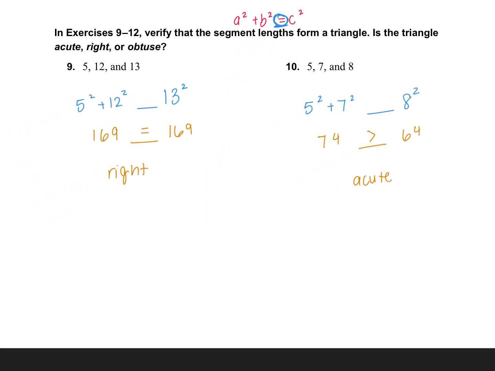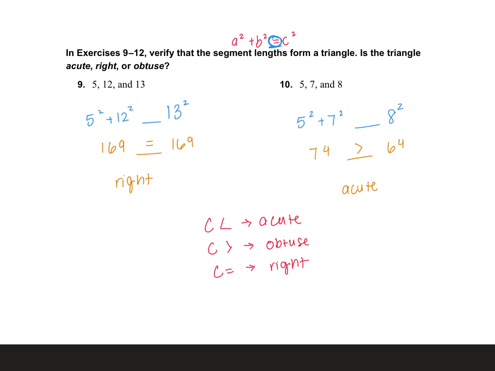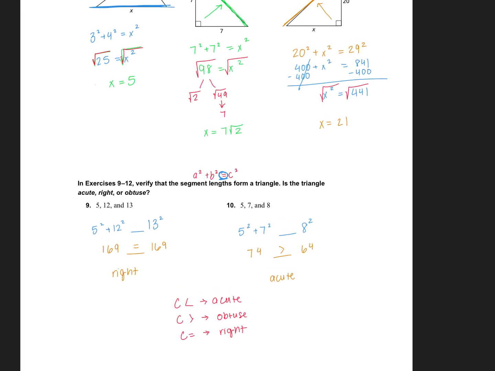So here is the rule, so you know it and you have it. When your c is smaller, it's going to be acute. When your c is larger, it's obtuse. And when your c is equal, it's a right triangle. Just so you know, because you will get a question like that on your test. Please study it, review it, and you guys have your test on Monday.